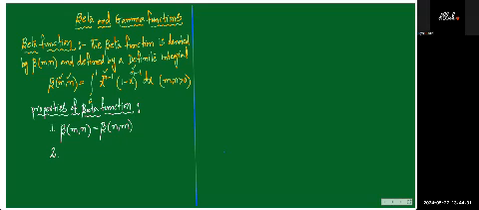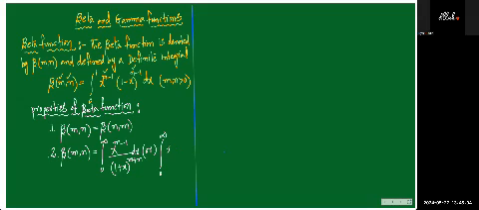The second one is beta of m comma n is equal to integral 0 to infinity x to the power of m minus 1 divided by 1 plus x whole to the power of m plus n into dx, or this can also be written as integral 0 to infinity x power n minus 1 by 1 plus x whole to the power of m plus n into dx. There is a difference of m and n here only.